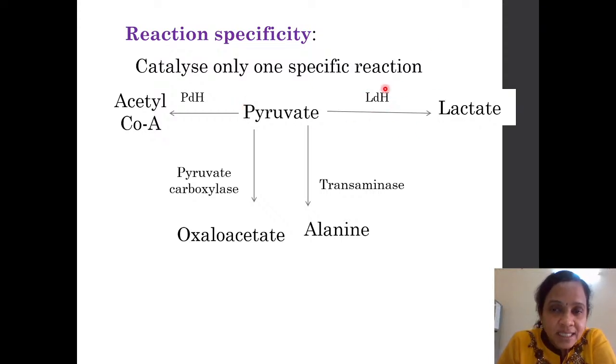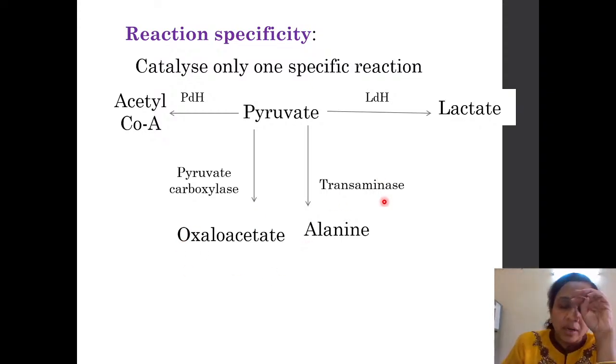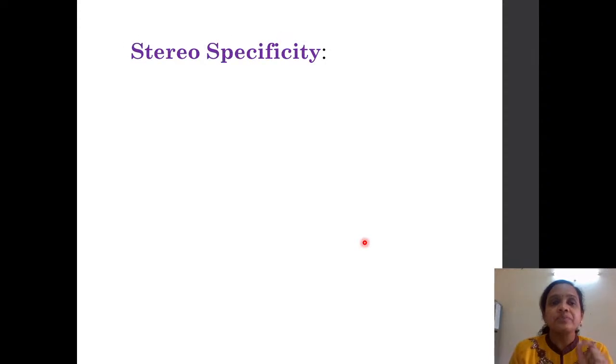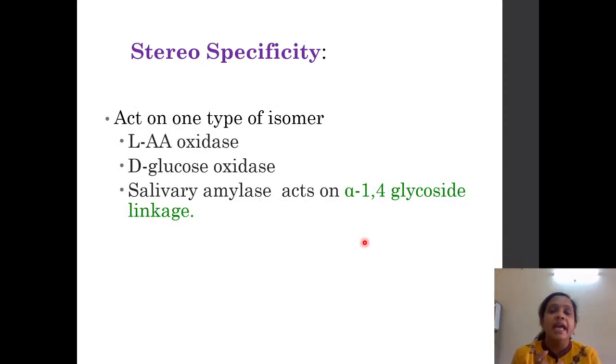Here the type of reaction is dehydrogenation, and here also dehydrogenation. Here the reaction is carboxylation: pyruvate will undergo carboxylation to form oxaloacetate. Then transamination, the transfer of an amino group: pyruvate is converted to alanine. So these are reaction specificities, specific to one particular reaction. Next is stereo specificity. It will act only on one isomer. Like L-amino acid oxidase acts only on L-amino acids, and D-glucose oxidase acts only on D-glucose. Salivary amylase acts only on alpha-1,4 glycosidic linkages.